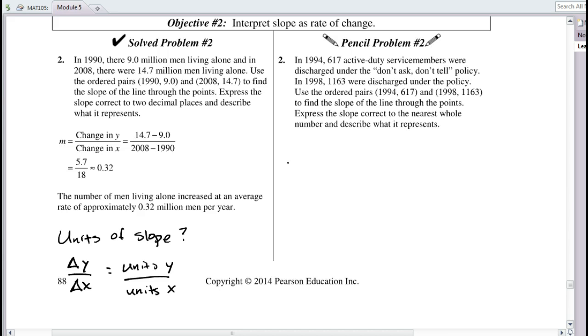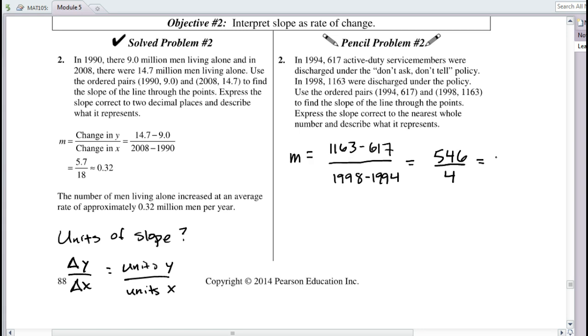So let's do the slope formula real quick. So m is going to equal 1163 minus 617 over 1998 minus 1994. So on the bottom we just have 4. And on top, let's see, I'm trying to do mental math again, so stick with me. I think it's 546. Right, so if you would add 617, you'd get 1100. Add 10, you'd get 1156, and add 7, you'd get 1163. So yeah, that's right.